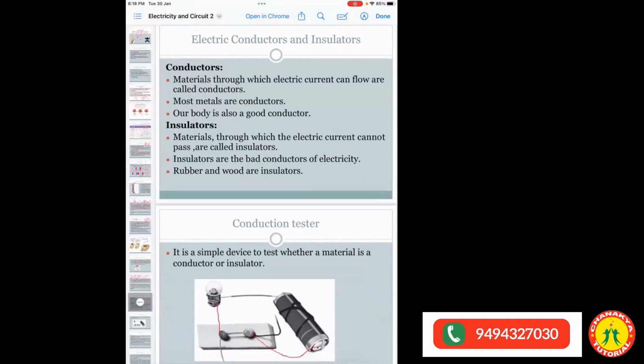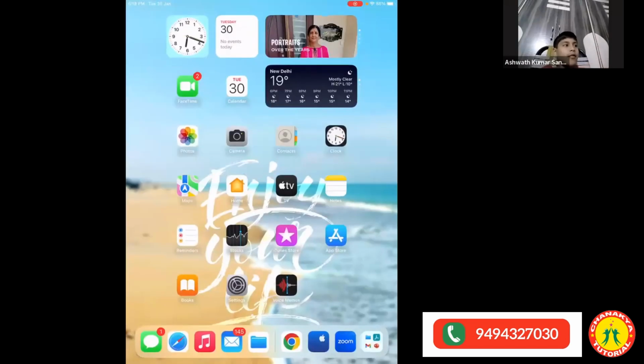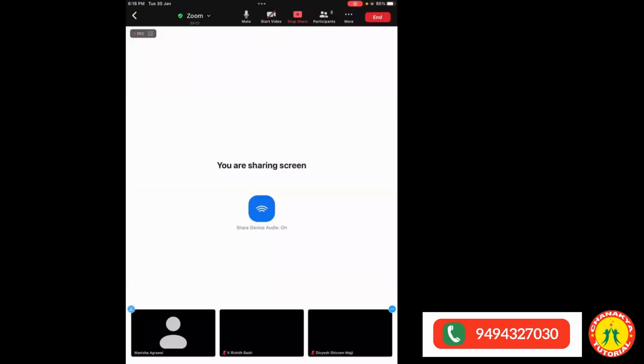Right. Yes, Ashwath? Ma'am, I have an electric circuit. I have a battery.